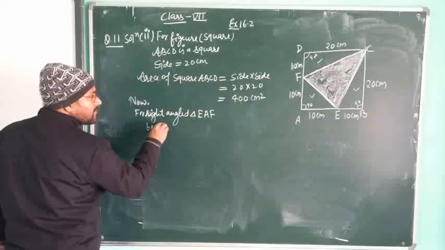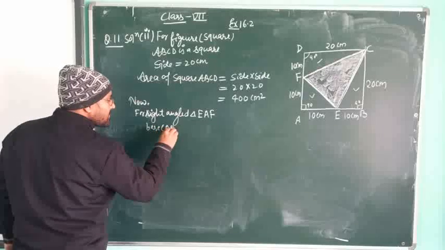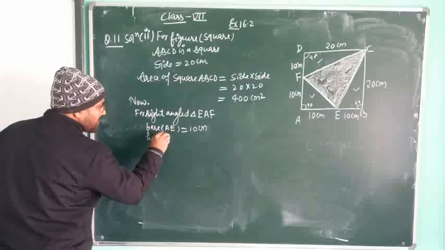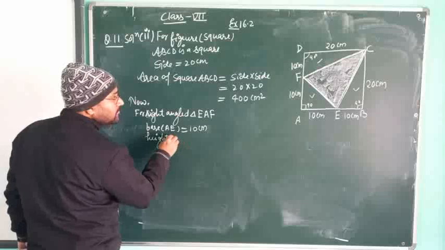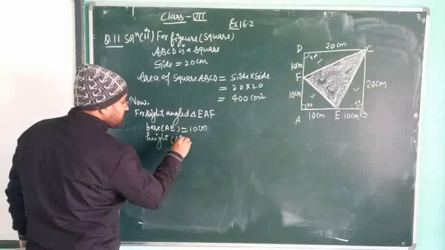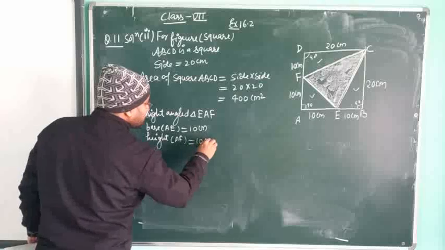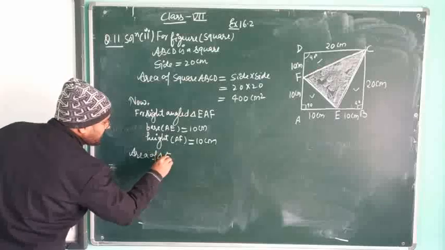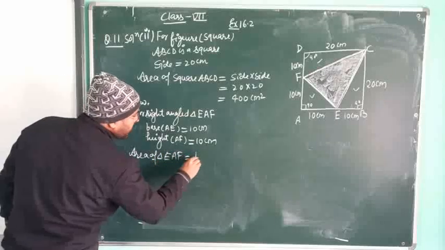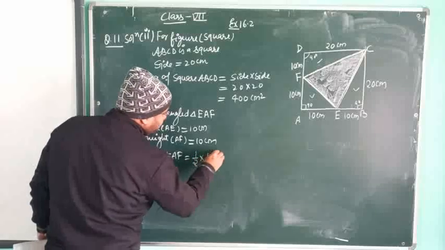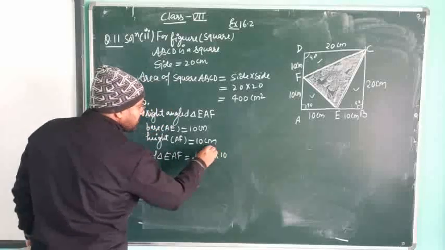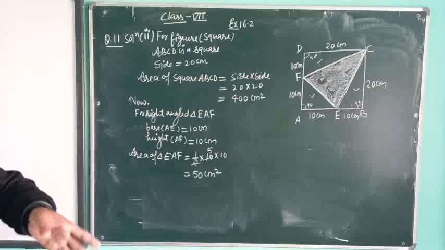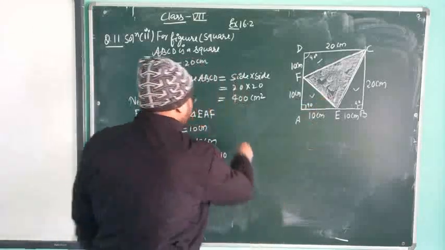base AE is given 10 centimeter and the height AF is given 10 centimeter. So area of triangle EAF is equal to 1 by 2 base multiplied by height. So I am going to do it directly. We are getting 50 centimeter square is the area of this right angle triangle.